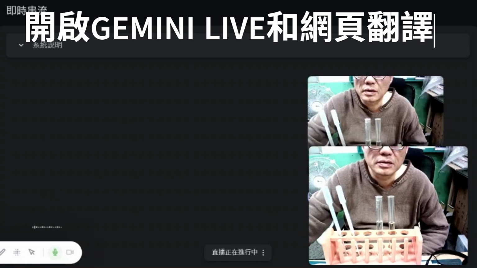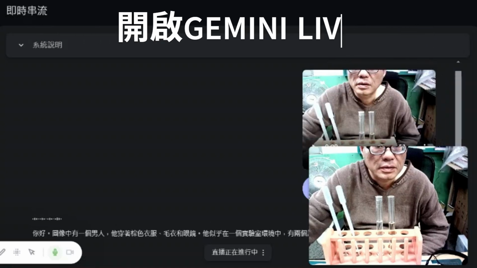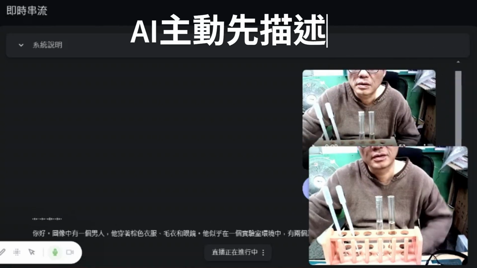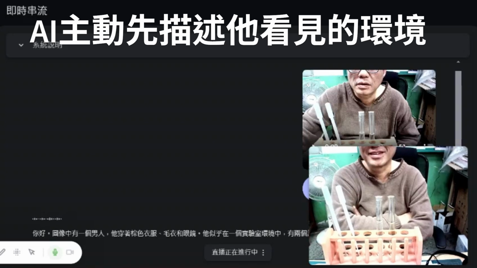Hi, there is a man in the image. He is wearing a brown sweater and glasses, and he appears to be in a lab setting with 2 test tubes and 2 pipettes on a test tube rack in front of him.